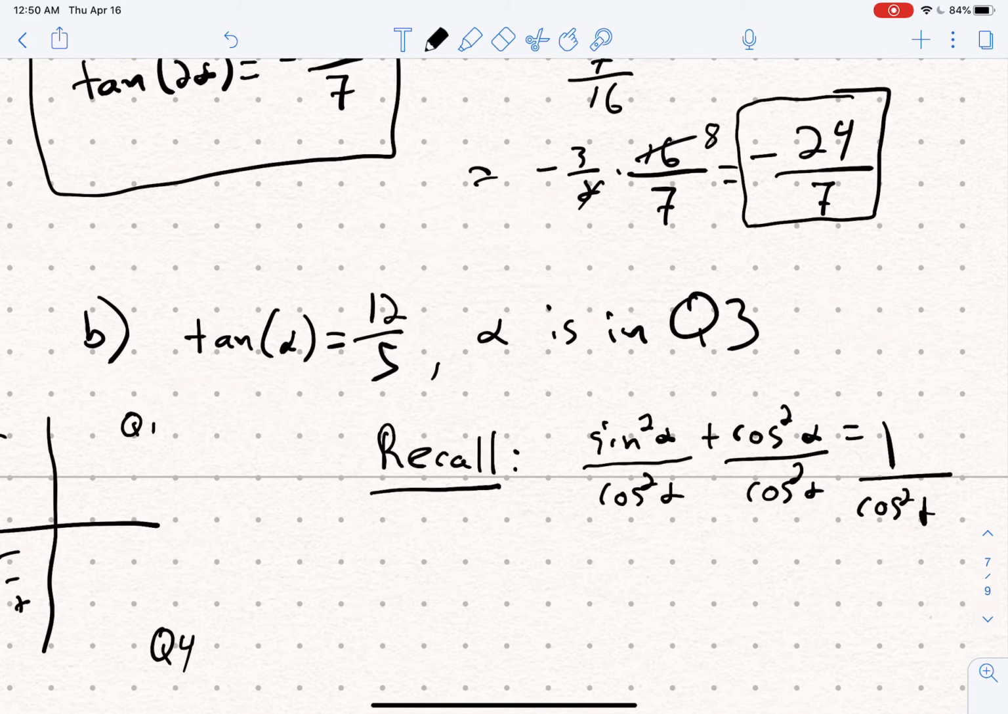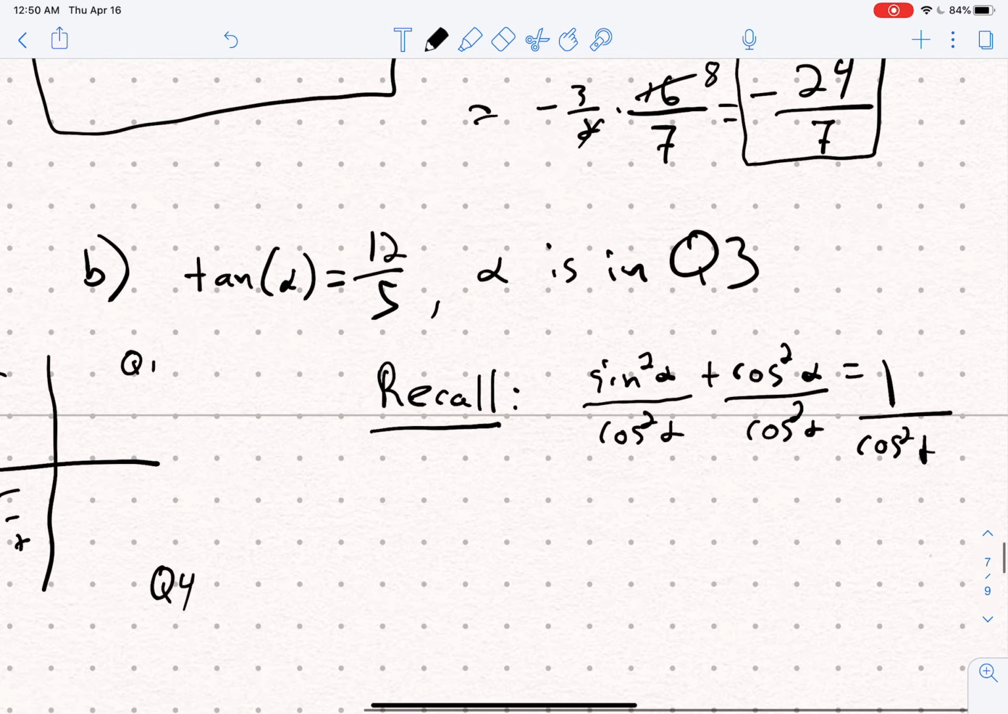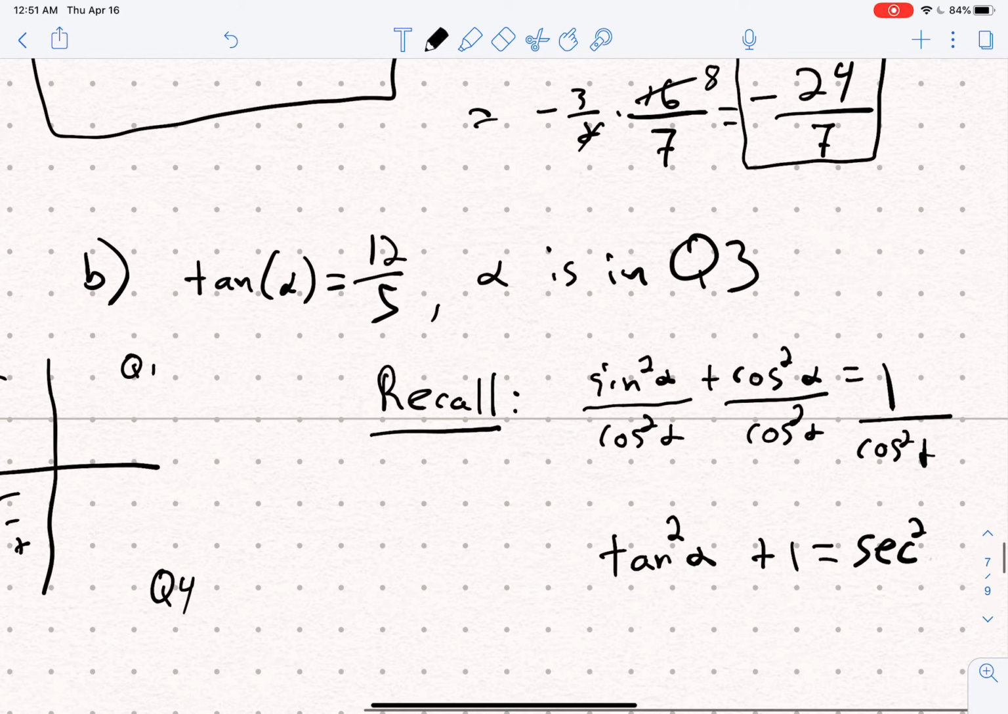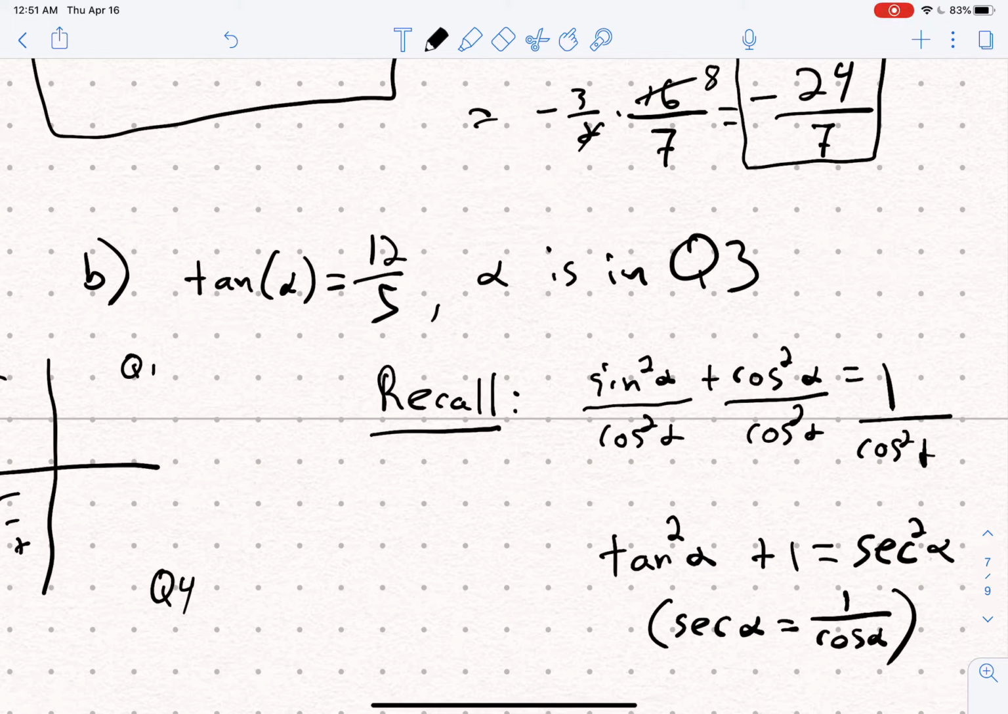Look, you'll see at the end of this that we just get another trig identity, and if it's one that you know already, that's fine. But if you don't know it, this is how I remember it. So sine squared over cosine squared is tangent squared. Cosine squared over cosine squared just cancels and is 1. And 1 over cosine squared, well, 1 over cosine is that other trig function, secant. So this one is secant squared alpha. And just as a reminder, secant alpha is 1 over cosine alpha. Okay.